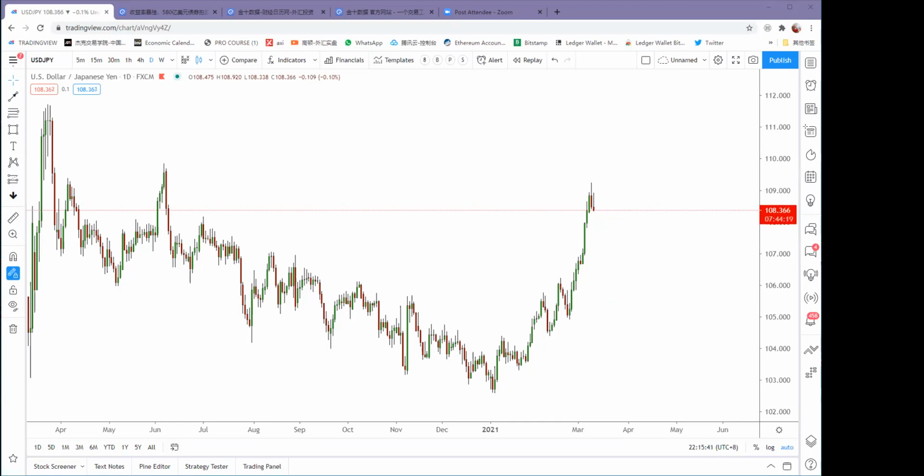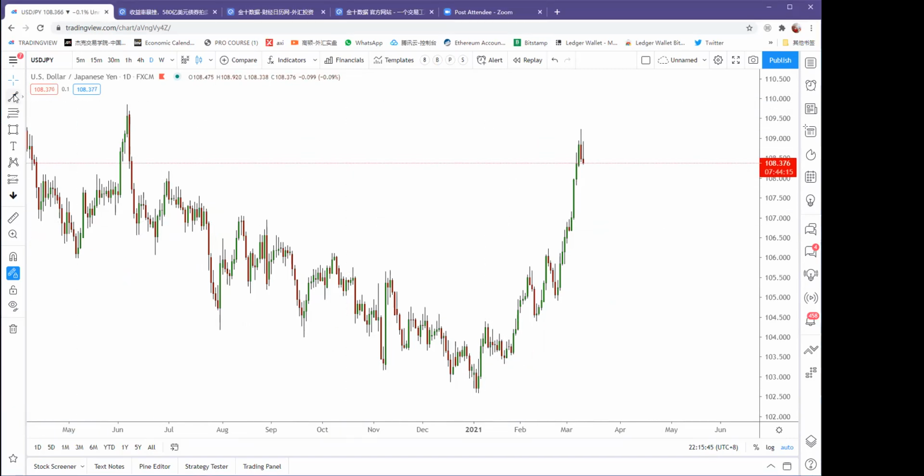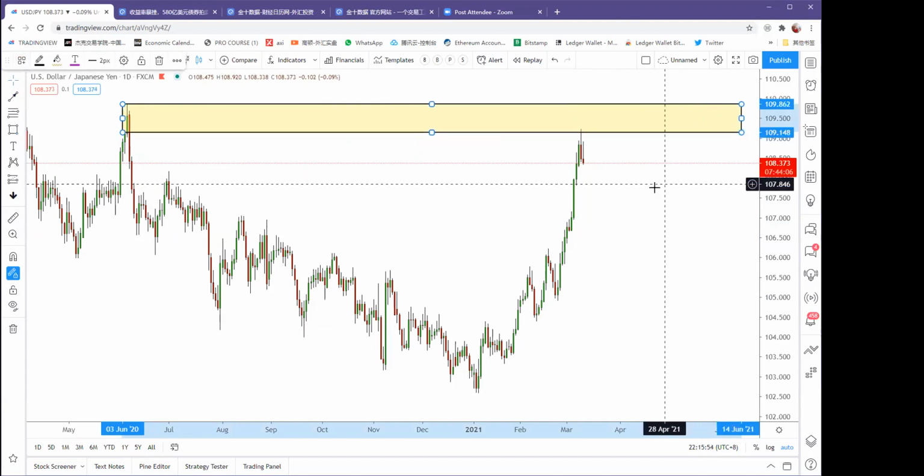Right, so this is two trades. Sorry, the third trade. The first trade was gold long. Second trade will be dollar yen short. Sell the dollar yen right now because 109 becomes huge resistance.